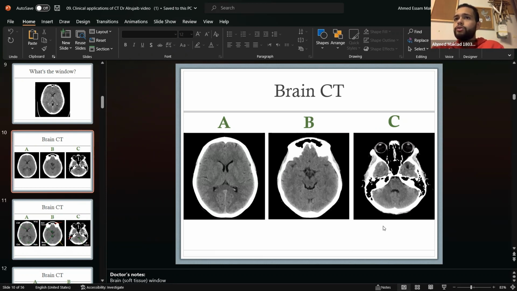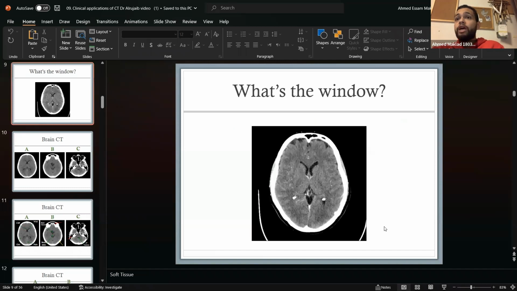What else would be soft tissue in the brain? Cranial nerves would be soft tissue, but it's really hard to see cranial nerves. Generally, it would be anything that is actually soft tissue. So your heart is soft tissue. Remember the mediastinal window we talked about? That is also called soft tissue window, just in the mediastinum, and that's why it's called the mediastinal window.